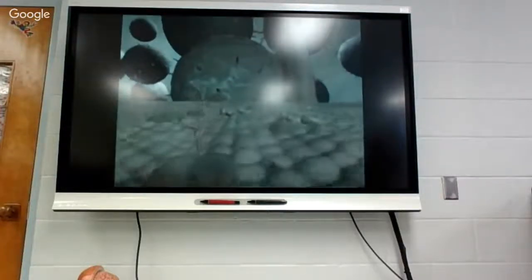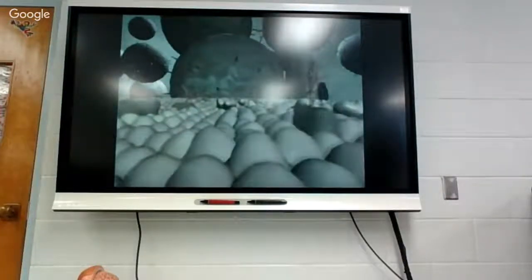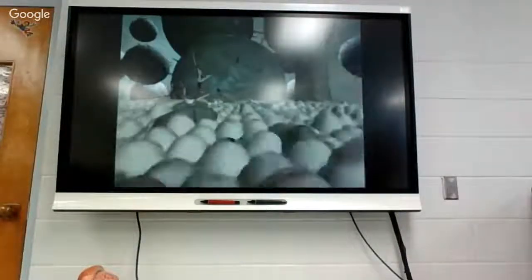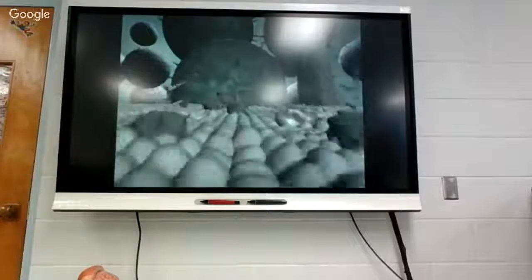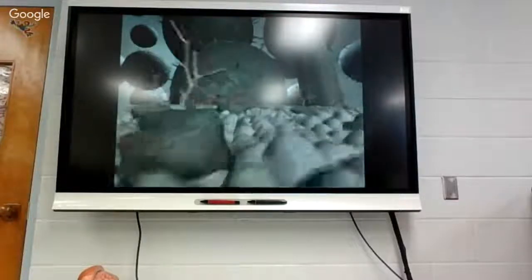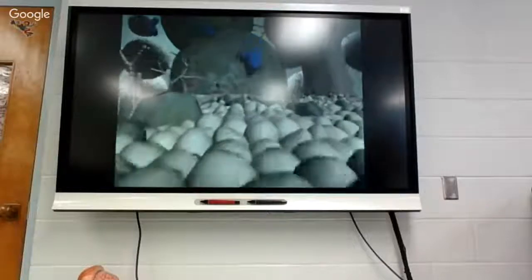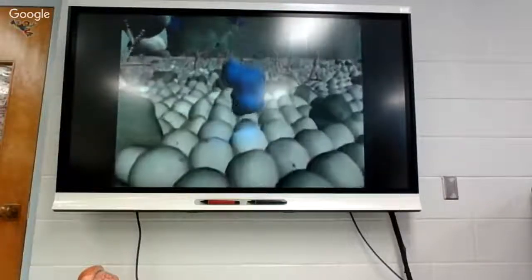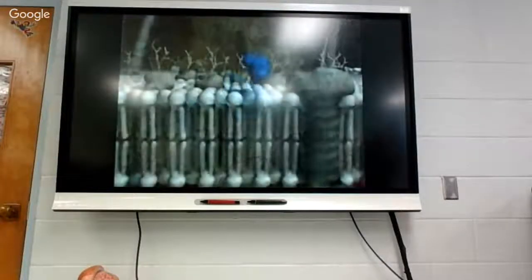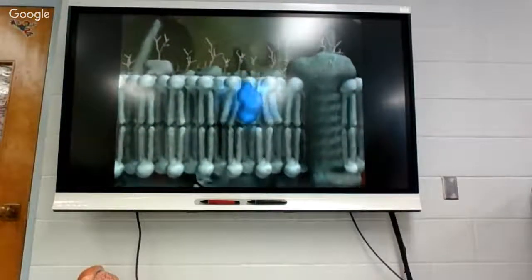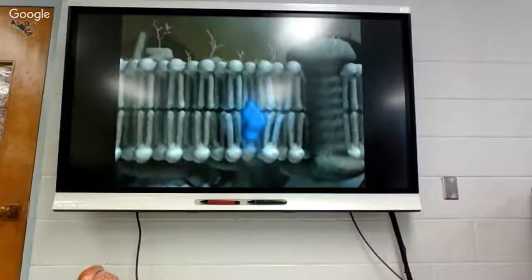Proteins rise like trees from this bumpy layer to pump and channel minerals and nutrients through the membrane. Other proteins use their branches to trap hormones that activate the cell. Some hormones are small enough to slip through the membrane to instruct the cell to move, grow, divide, or even die.